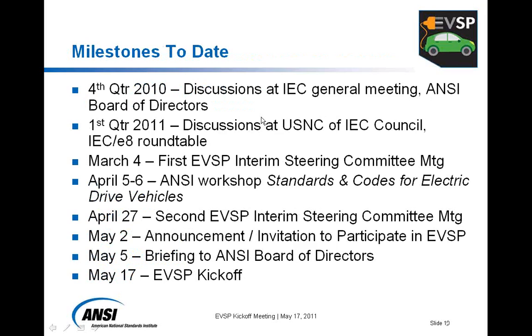So in terms of milestones, you recall we had discussions at the IEC General Meeting and the ANSI Board of Directors in fourth quarter. In the first quarter, there was a lot of discussions, including a coordination session that was held at the USNC IEC Council meeting in January. There was also an E8 roundtable, which is the electric utilities. We had a session in March with the first interim steering committee, polling folks about the need and is this a useful idea. April 5th and 6th, ANSI and DOE successfully held a workshop for standards and codes for electric drive vehicles. April 27th, we held a second interim standards steering committee meeting. And May 2nd, you all received, hopefully, and passed along to many people as well, an announcement and invitation to participate in the EV standards panel. May 5th, there was a briefing to the ANSI Board of Directors, and here we are today, ready to kick off.